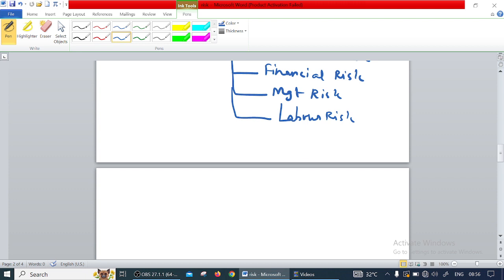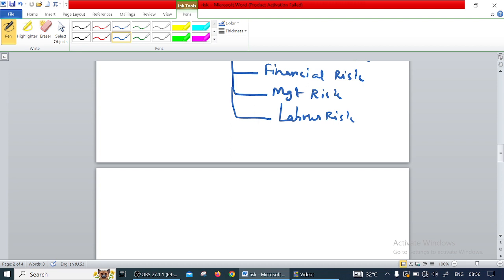Again, I am repeating, return is measured by taking the income plus the price change. Income means either dividend or interest, and the price change of the security. Then we discussed how we can calculate the return formula, and then we discussed the different risks.